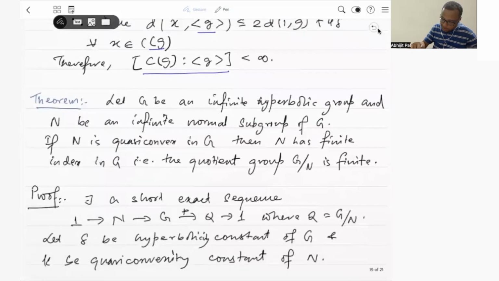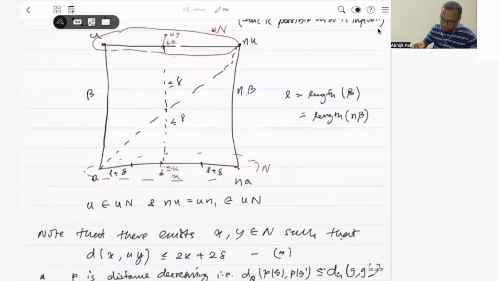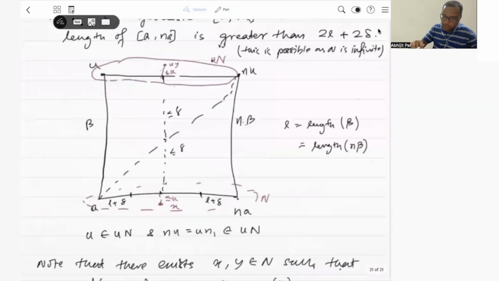So the proof is written here. You can read the proof from here. Okay, so I'll stop here.